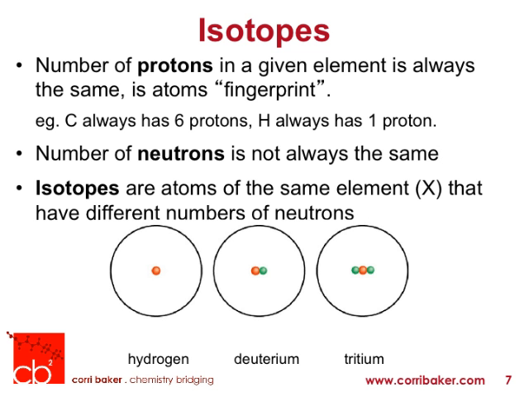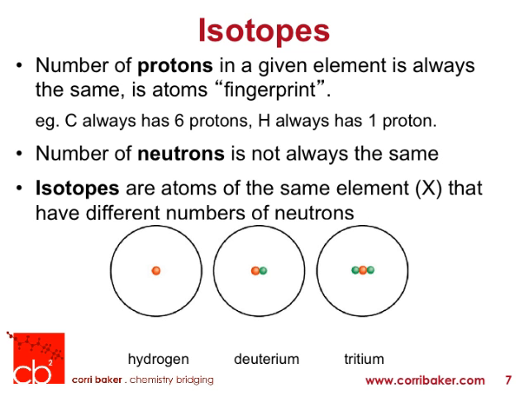So you heard me mention isotopes, and we're just going to expand a little bit on isotopes here. Isotope is simply when we have the same element, but it has different numbers of neutrons in that element. So here we're saying that the number of protons in a given element is always the same. So if we have an element of carbon, no matter what isotope of carbon we have, it will always have 6 protons in it. Or hydrogen, for example, always has 1 proton.